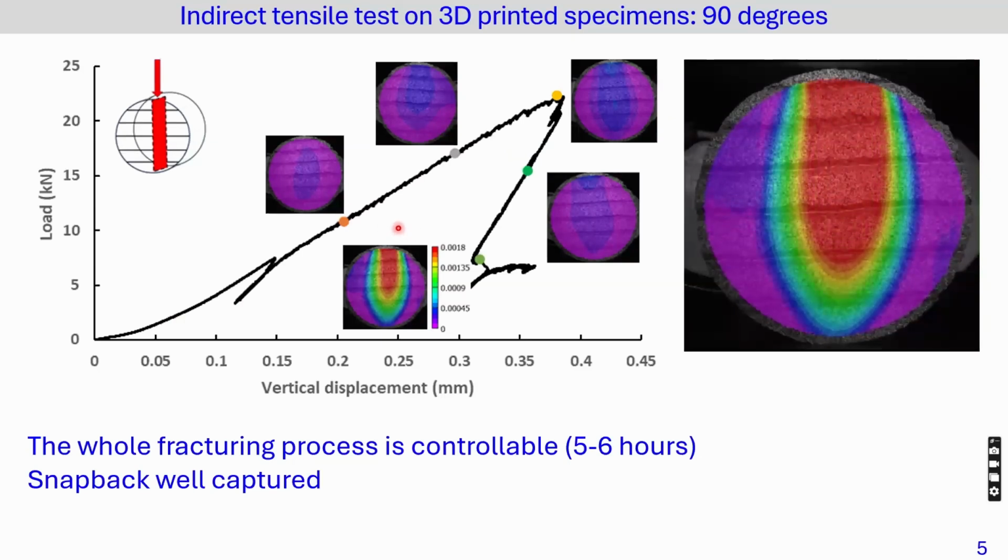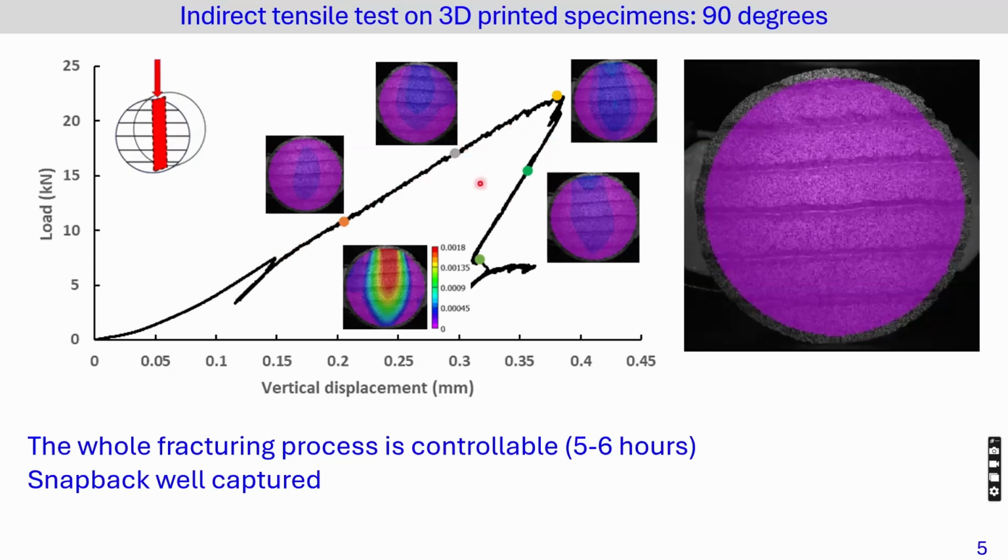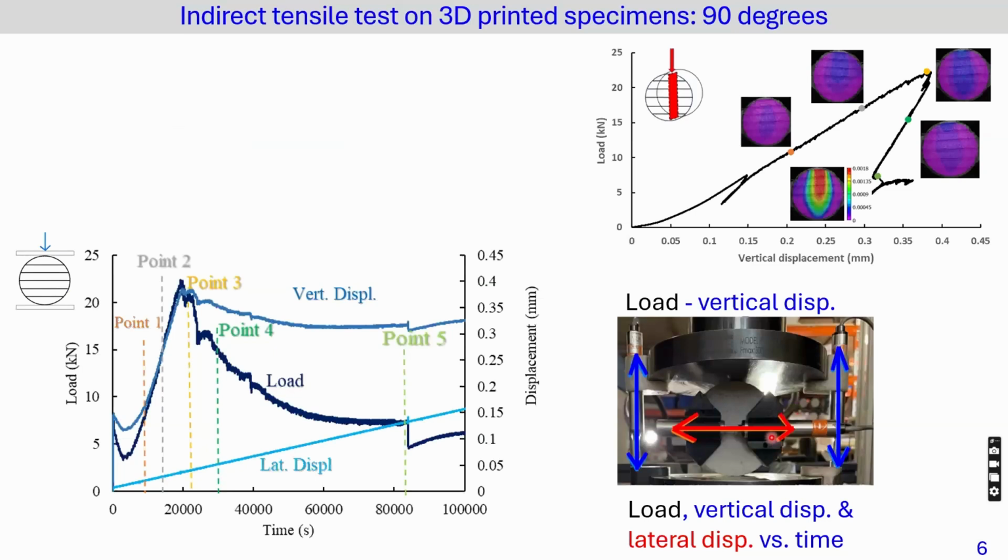For a specimen with a 90-degree loading angle, the loading will be perpendicular to the interface, as shown in the top left region of the figure. The strain contour images captured by the DIC camera indicate the strain starts to concentrate at the middle of the specimen, and the snapback behavior was well captured over a 5 to 6 hour duration in the post-peak region.